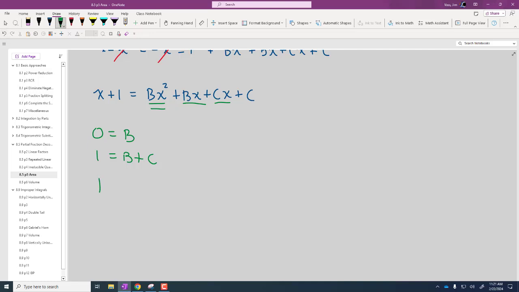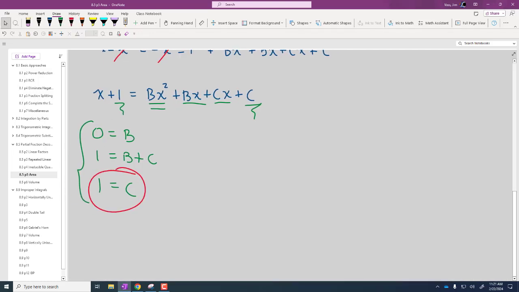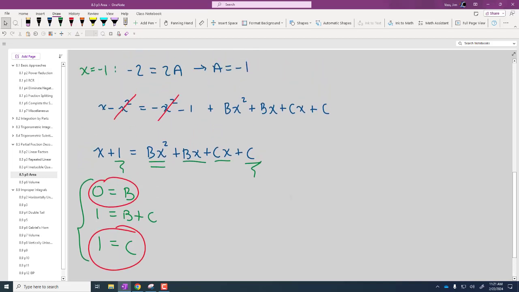We have 1 on the left for the constant, c on the right. Oh yeah, we already had c is 1 anyway. We're done there. So everything is done. So c is 1, b is 0, and a is -1.